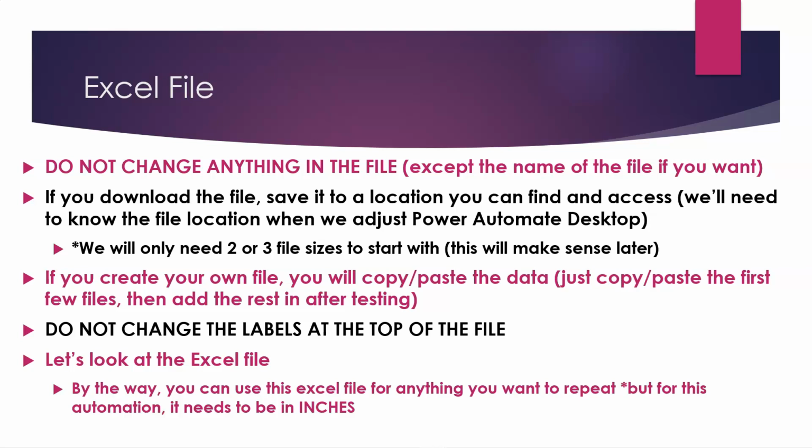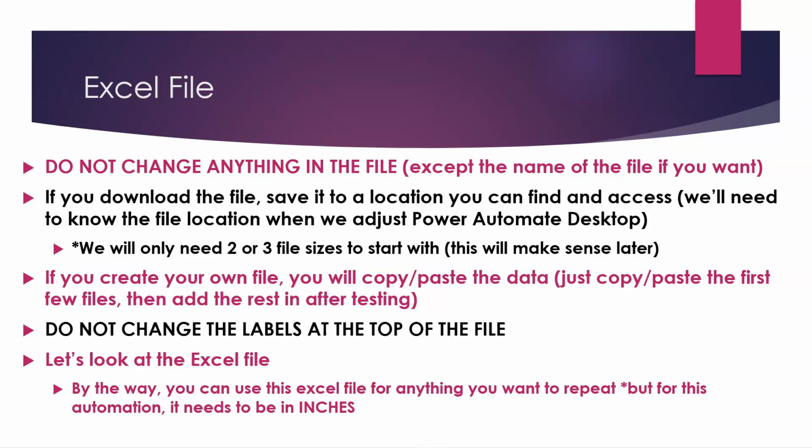It's the Excel file in there, and it'll be named GIMP, Power Automate Desktop, something like that. So you'll see, and I'll have the link in the file name on the website. So you need to save it to a location you can find and access. Okay. We're going to need to know the file location when we adjust Power Automate Desktop. So you need to remember where it is. If not, you'll have to search for it. So at least remember the name of it.